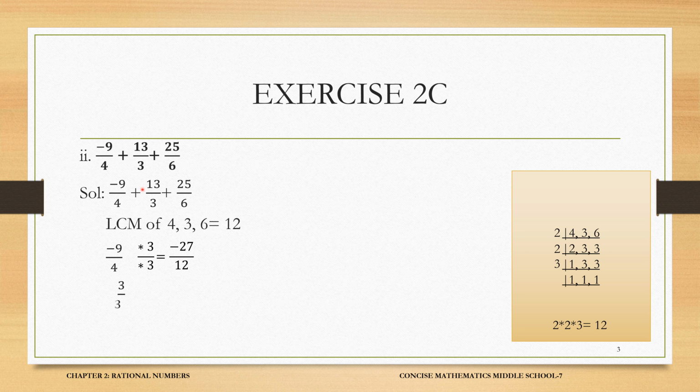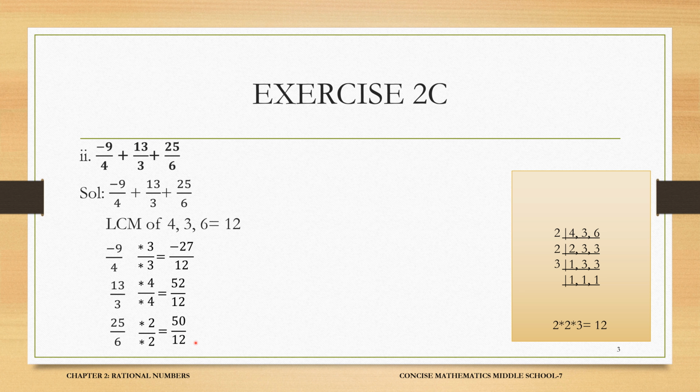Take the second rational number, 13 by 3. And to make this 3 into 12, you have to multiply it with 4. 3 fours are 12. So we are getting 12 if we multiply this 3 with 4. The same number should be multiplied with the numerator. So 13 fours are 52 by 12. Now just take the third rational number, 25 by 6. And to make this 6 into 12, 6 should be multiplied with 2. 6 twos are 12. 25 into 2 is 50.